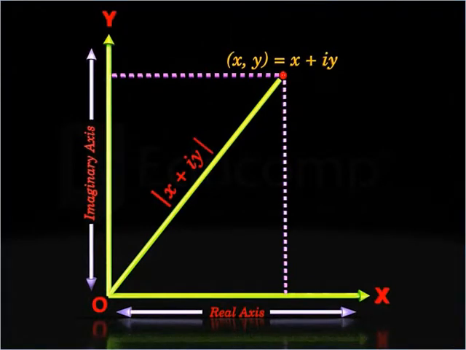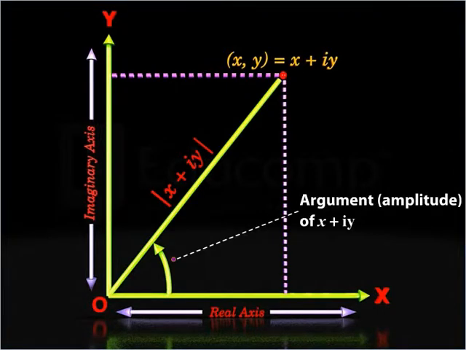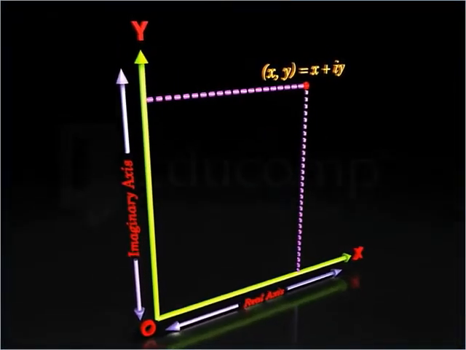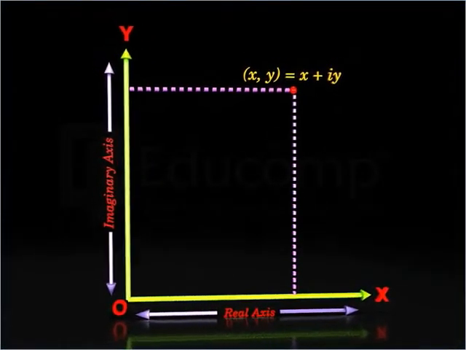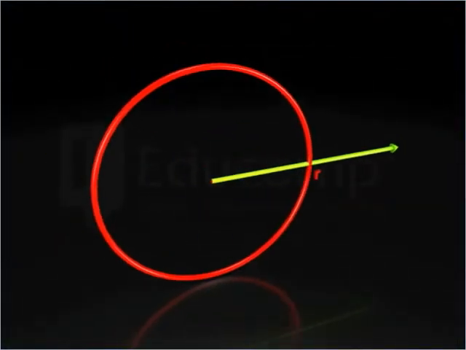Also, the angle made by the line joining this point to the origin with the positive x-axis is called argument or amplitude of the given complex number. Now, before discussing polar representation of complex numbers, first let us understand the polar coordinate system.